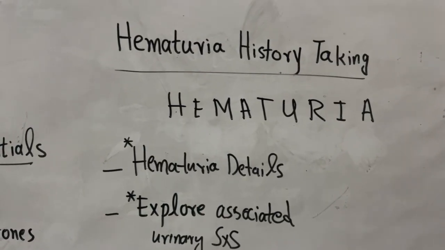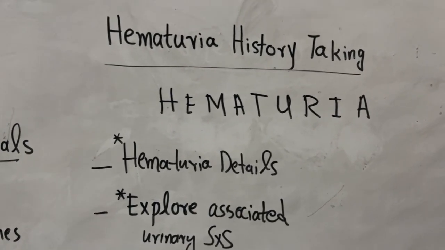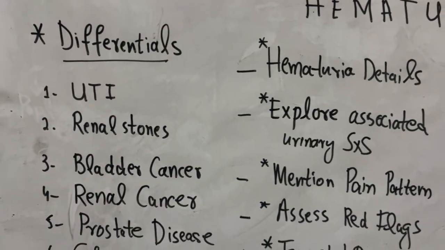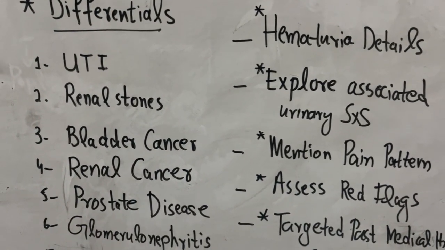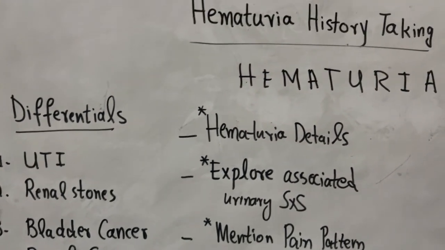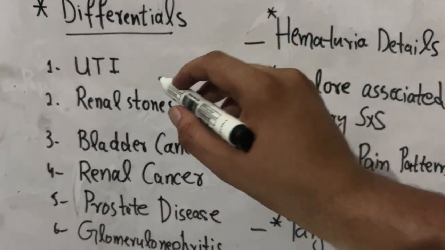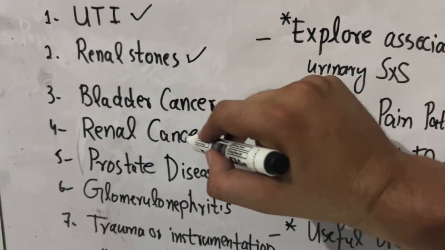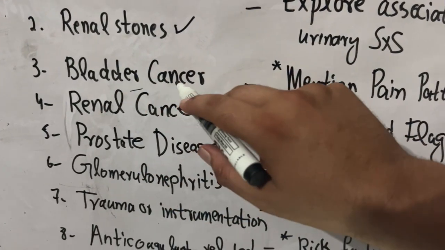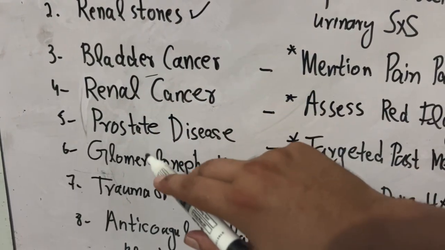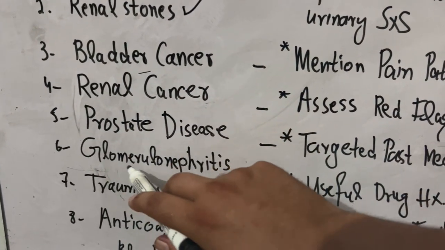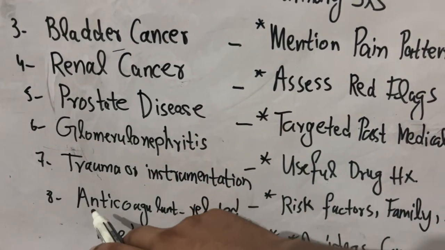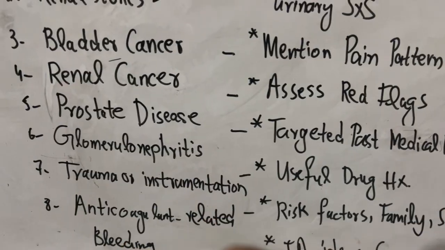Before discussing the hematuria history taking, first we will have to note the following key differentials. First is UTI, urinary tract infection, then renal calculi or renal stones. Third is bladder cancer. Fourth, renal cancer. Fifth, prostate disease. Sixth, glomerulonephritis. Seven, trauma or instrumentation. And eight, anticoagulant related bleeding.